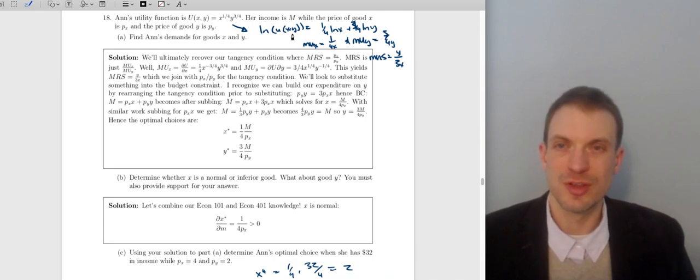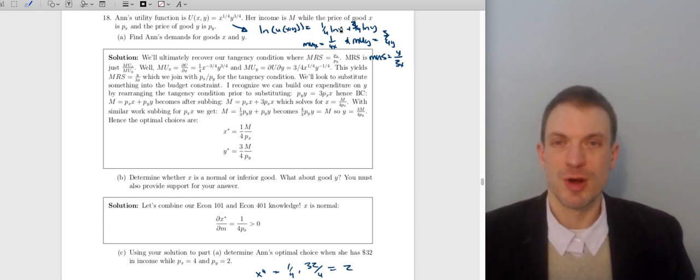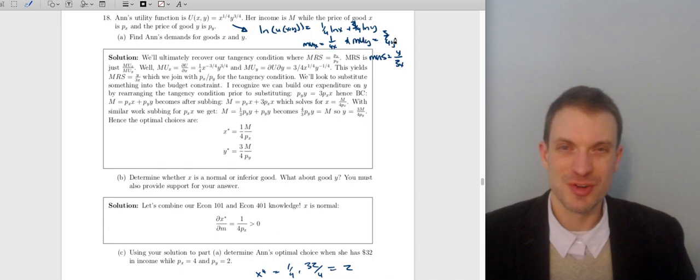The other thing you could do is take a monotone transformation. So here I've log transformed this, so that if I take the natural log of this utility function, this becomes 1/4 ln of x plus 3/4 ln of y, right? The natural log of a product is the sum of natural logs. That's what this is. Then you take the marginal utility of X, that's 1/4x. Marginal utility of Y, that's 3/4y.